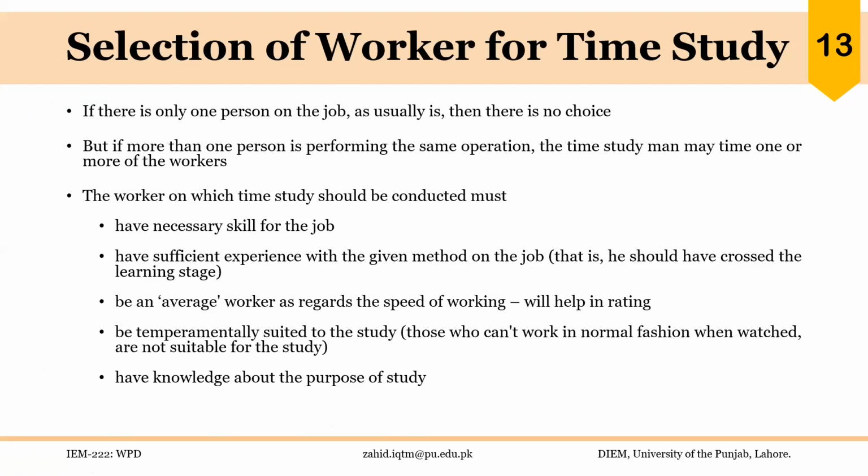Now, if there is only one person on the job, as usually is, then there is no choice. We are talking about the selection of worker. But if more than one person is performing the same operation, the time study man may time one or more of the workers. The requirement is that the worker on which the time study is conducted must have the necessary skill for the job, have sufficient experience with the given method. He or she should be an average worker as regards the speed of working. He or she should not be too fast or too slow.